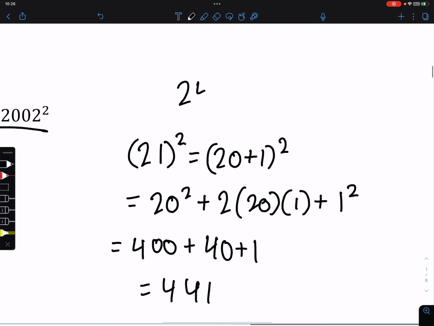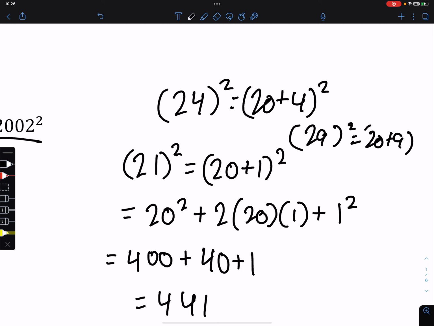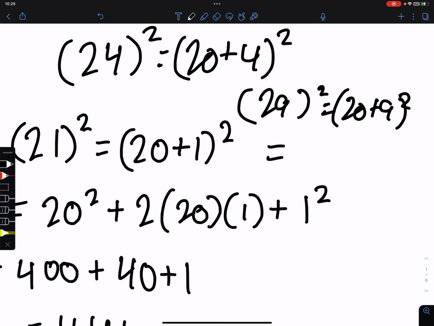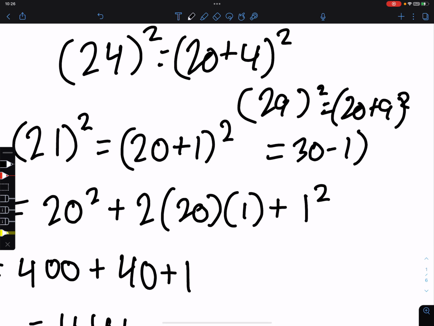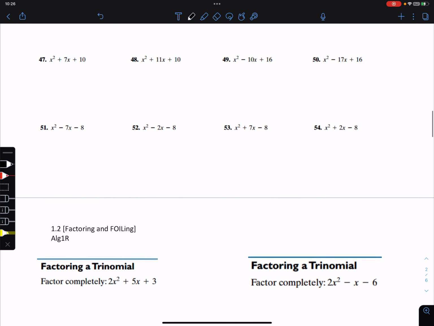And if you think 24 squared, that's 20 plus 4 squared, and then 29 squared, that's 20 plus 9 squared. You can also look at this as 30 minus 1 squared and do the difference formula. So yeah, that's just a challenge problem.